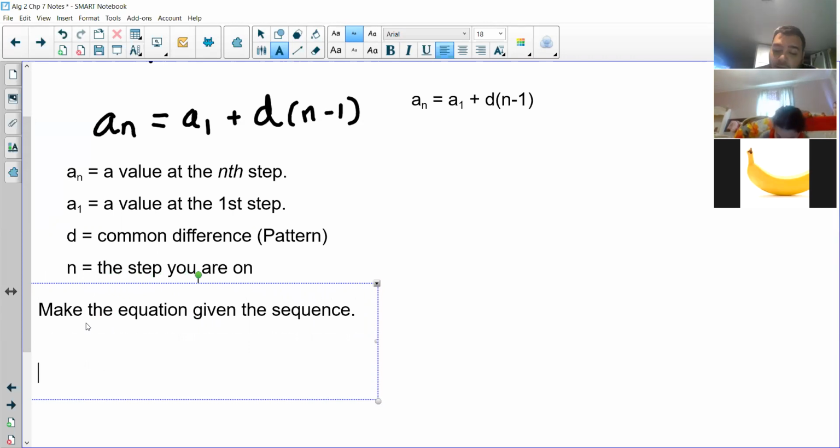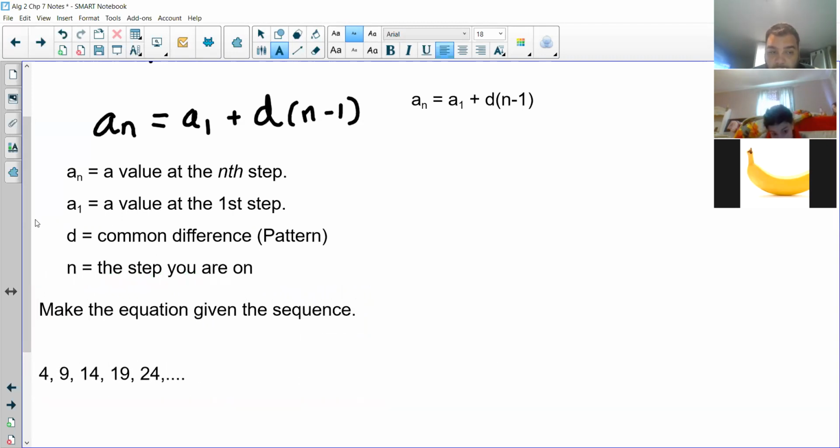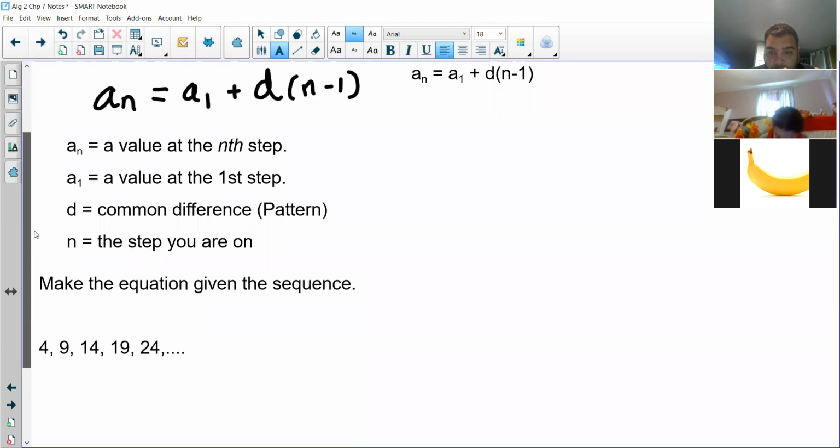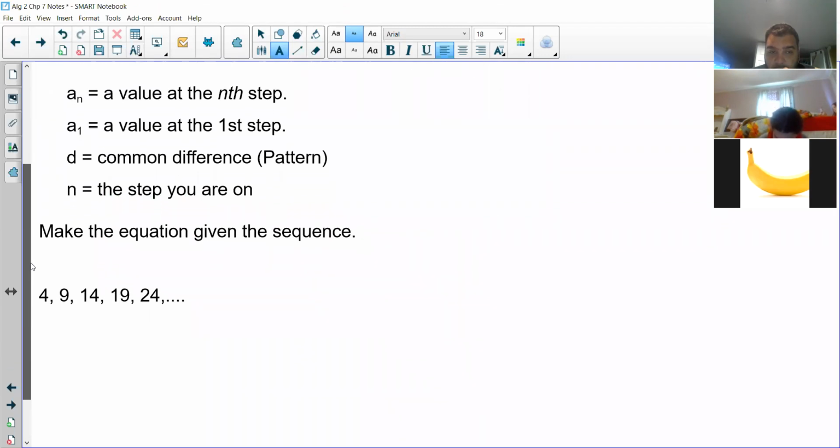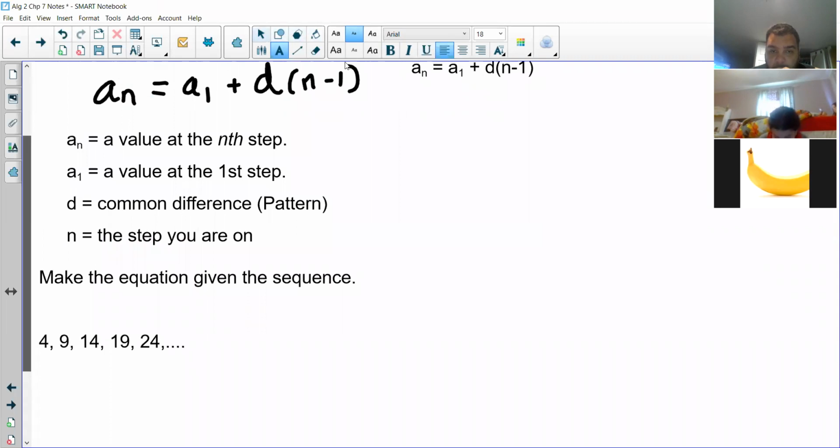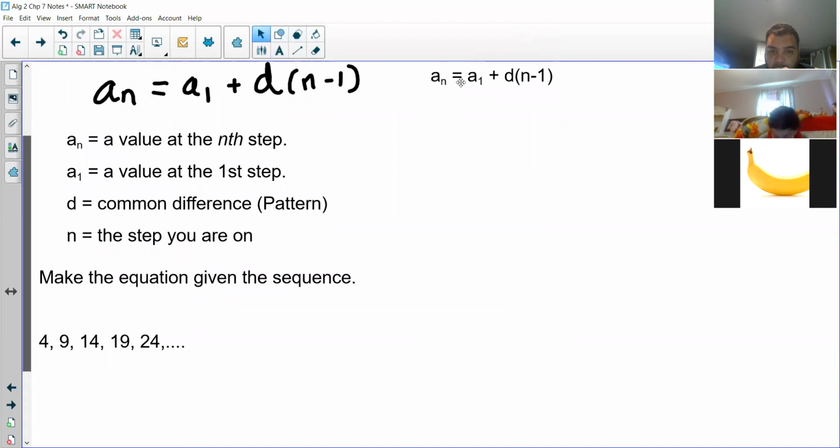Let's use the one in the book. 4, and that dot, dot, dot just means it's going on forever. So it's an infinite sequence. It goes on for infinity. Actually, I'll just copy it down here.